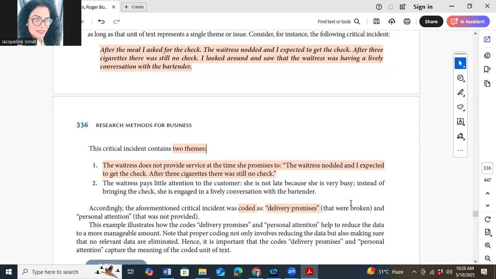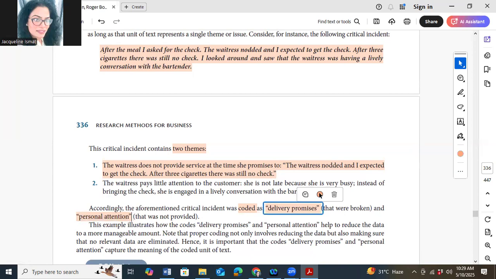Delivery promises that were broken. ठीक है. Second आपने क्या किया? Second thing is about the personal attention that was not provided. ये आपने second code बनाया. ठीक है. The waitress paid little attention to the customer. यानी कि she's not late because she's busy. Instead of bringing the check, moreover she's engaged in lively conversation. The second आपने जो code बनाया वो क्या है? Personal attention. Right.